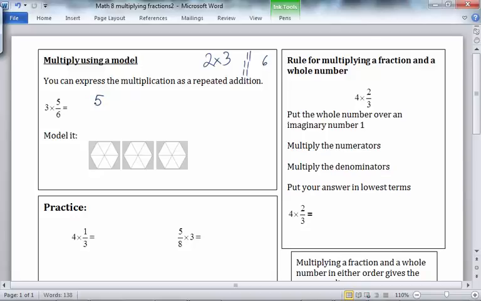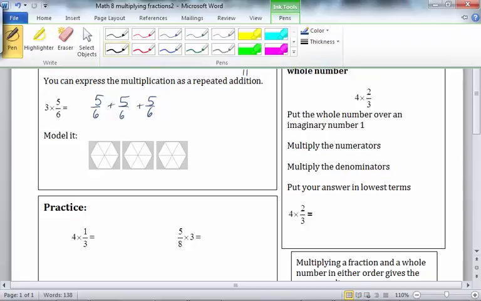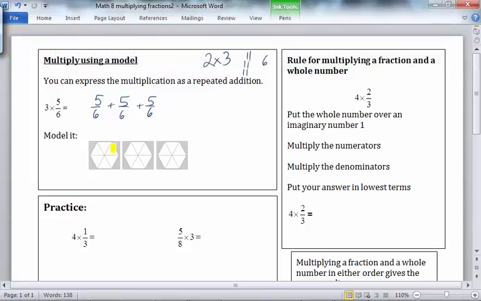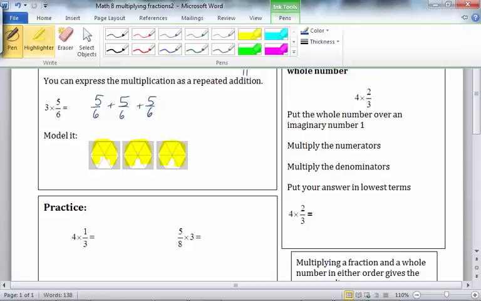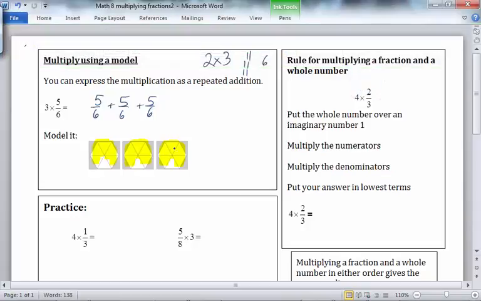3 times 5 is 5, 5, 5. So we want to model that with a picture. If this is divided into 6, I color 5 of them, 5 of them, 5 of them. So I have 1, 2, 3, 4, 5, 6, 7, 8, 9, 10, 11, 12, 13, 14, 15 colored all together. Right?